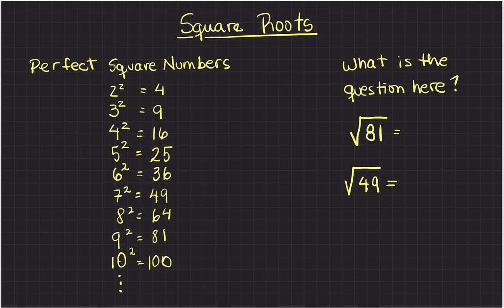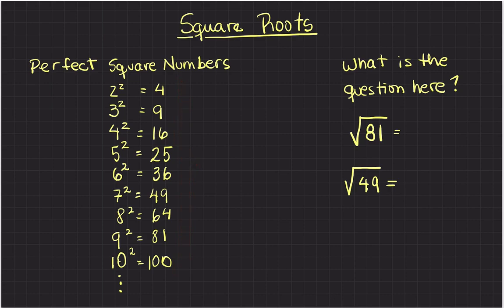These are your perfect square numbers: 4, 9, 16, 25, 36, 49, and so on. And how do you get those numbers? 2 to the power of 2 is 4, 3 to the power of 2 is 9, 4 to the power of 2 is 16, and so on. That's the first thing you need to know. These perfect square numbers are very important to be able to work with square roots.